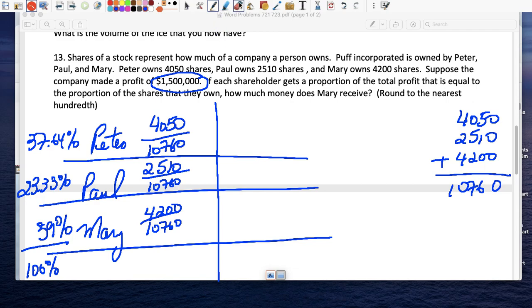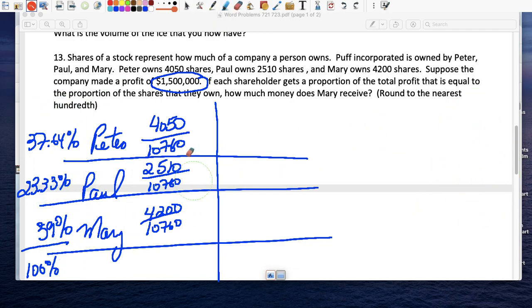So now, ignoring that, and I only did that to show you that that's something you could have done. You could have taken the amount of shares that they each have, divided, found the percent equivalent, changed it to a decimal, and then multiplied. But I don't know if I want to do that. So had I not done this, I would say, here's what Peter owns.